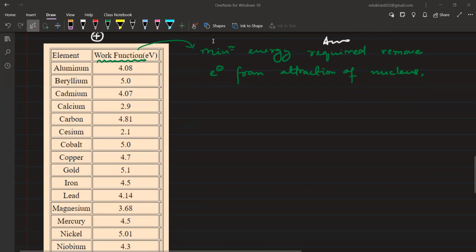जी, चलिए, बहुत बढ़िया. Okay, now we have this in terms of electron volts. Electron volts is just a unit for energy. आप उस पे गौर नहीं करेंगे. We are now looking at the numbers. Okay, so we have 4.08 for aluminium and 5 for beryllium, 4.07 for cadmium, 2.9 for calcium. For carbon, we have 4.81.